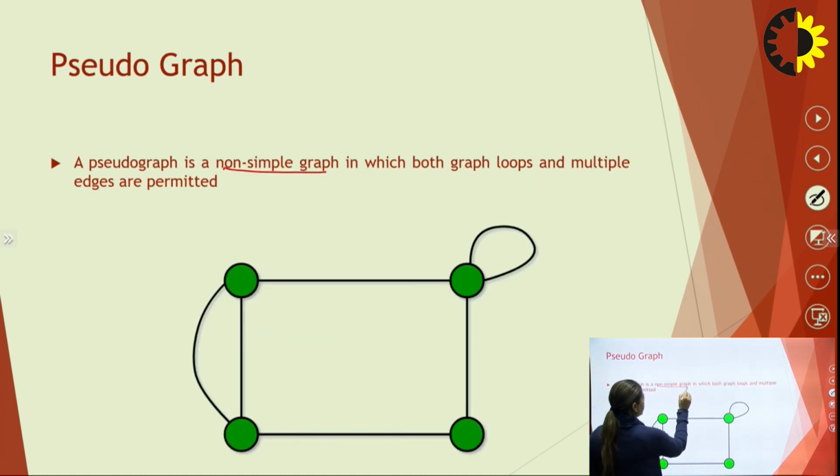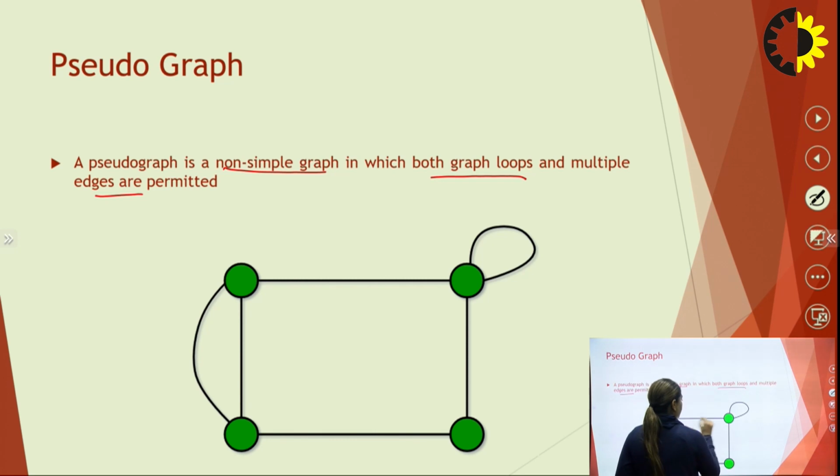Pseudograph is a non-simple graph in which both loops and multiple edges are permitted. Now, in the multigraph, they were only permitting the multiple edges. Multiple edges were permitted in that. But if multiple edges along with a loop are there, then it is a pseudograph, where both multiple edges and this loop are present.